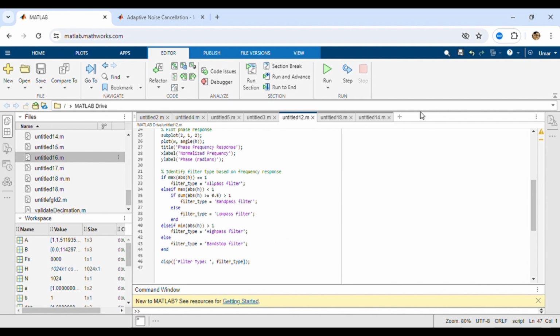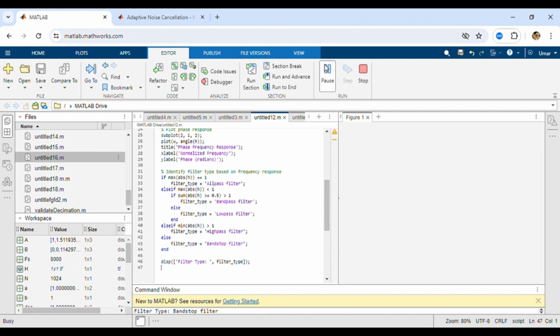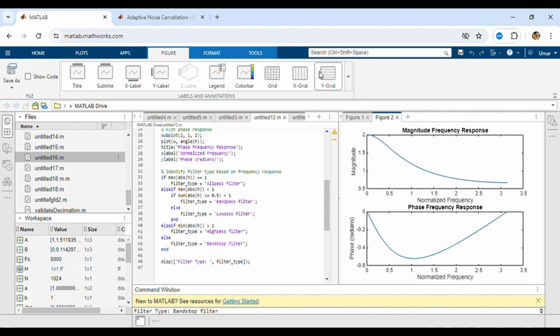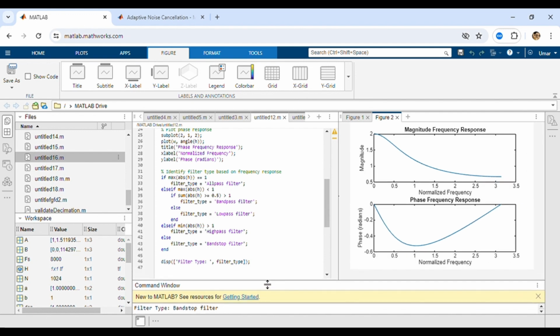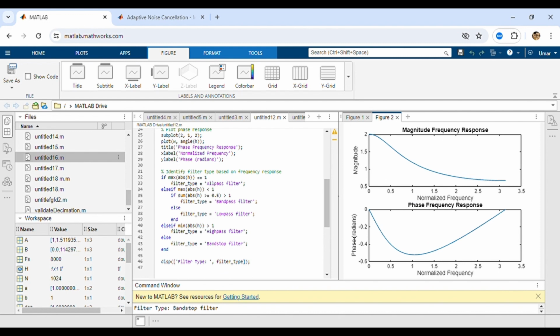So when we run the code, it will identify what kind of filter it is. So here you can see the filter is being identified as a band stop filter, which we can verify from the frequency response here. Now moving to the next task.